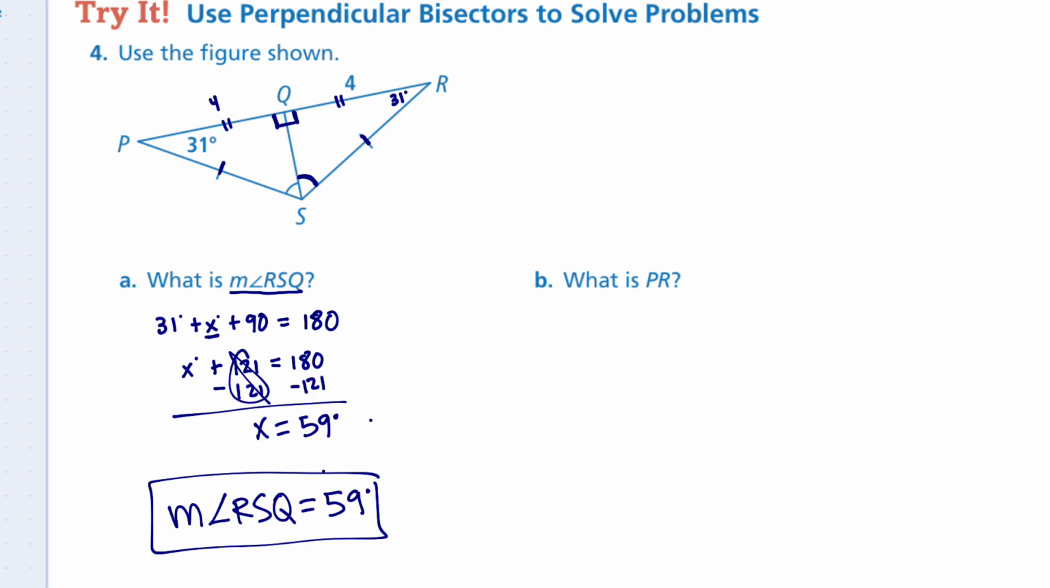What is the measurement of side PR? And PR is this whole segment. Like we noticed, I know that this is a segment bisector, perpendicular bisector. So if that's 4, this is 4. That means that segment PR is going to be equal to 4 plus 4, which is 8.